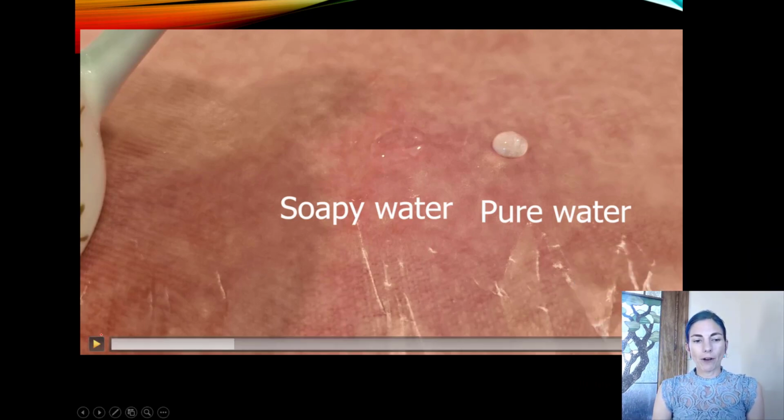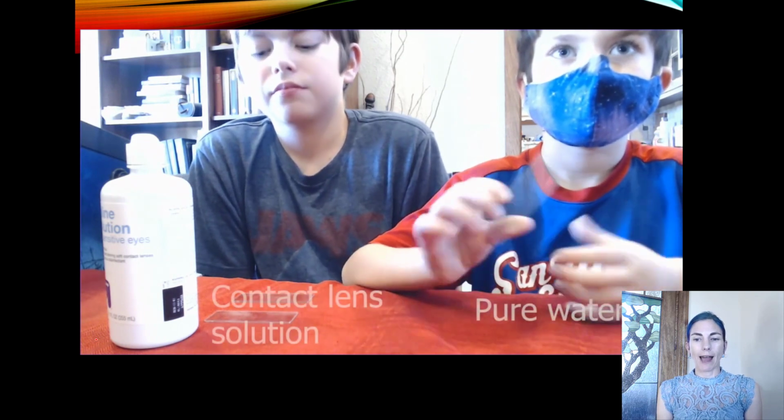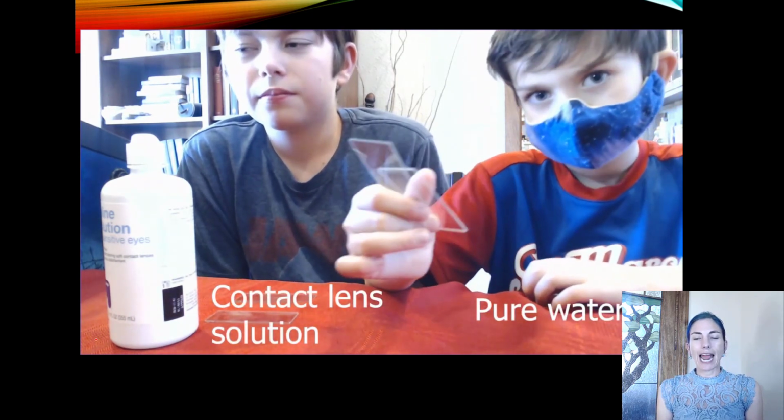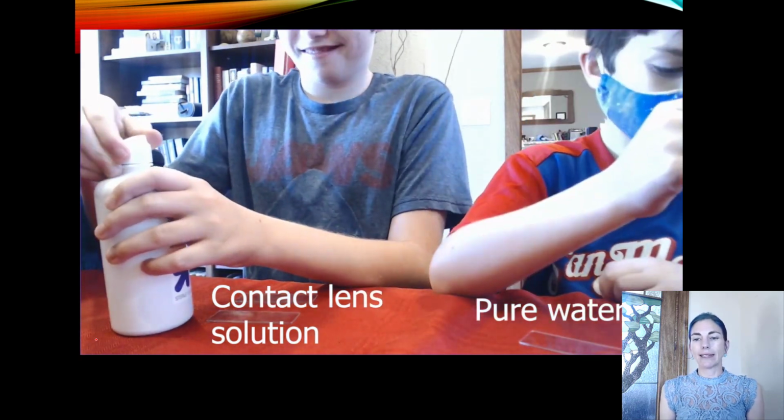I also invoked my children into this little science project where I took 2 microscope slides, and one of them is going to add pure water to the 2 microscope slides, and the other is going to add contact lens solution.